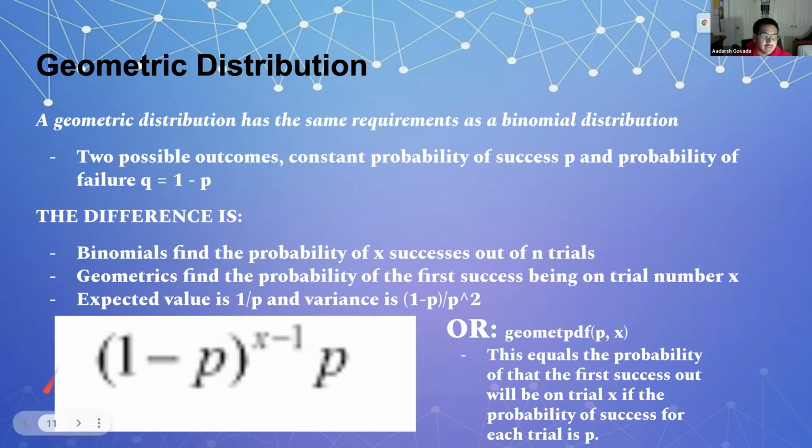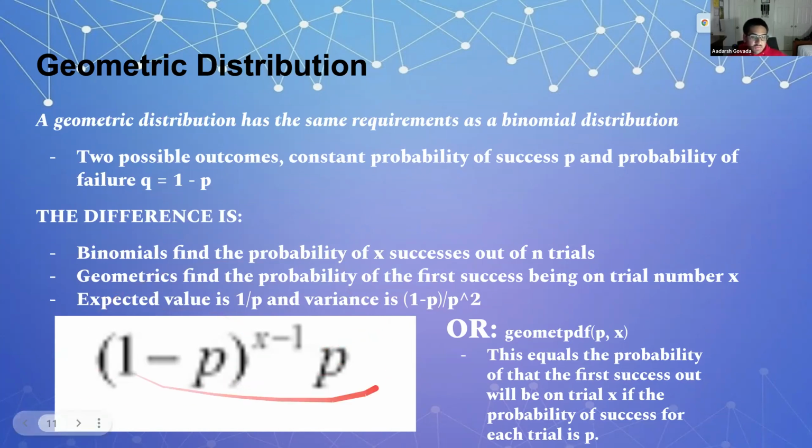Also, the expected value for binomials is N times P. For geometrics, it's 1 over P. And the variance is NPQ for binomials, but for geometrics, where 1 minus P is equal to Q, it's Q over P squared.